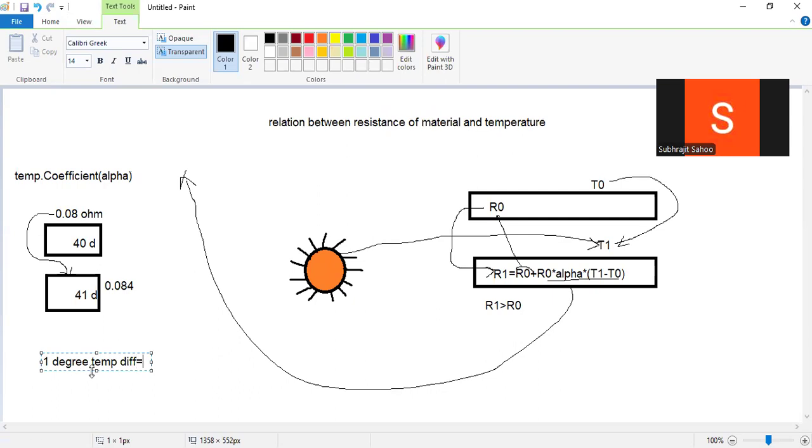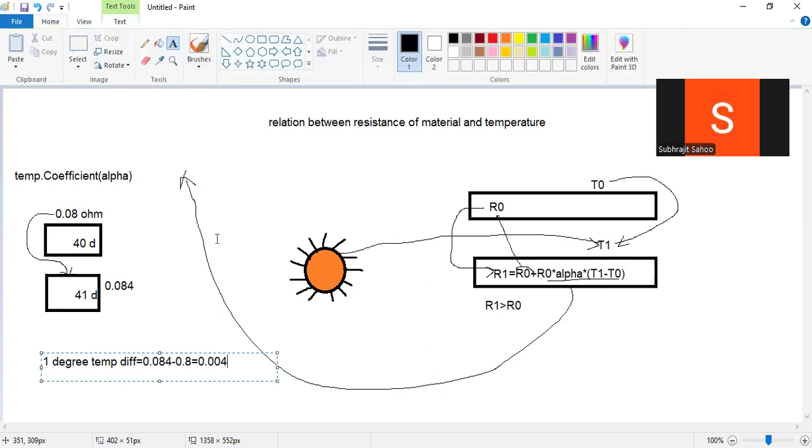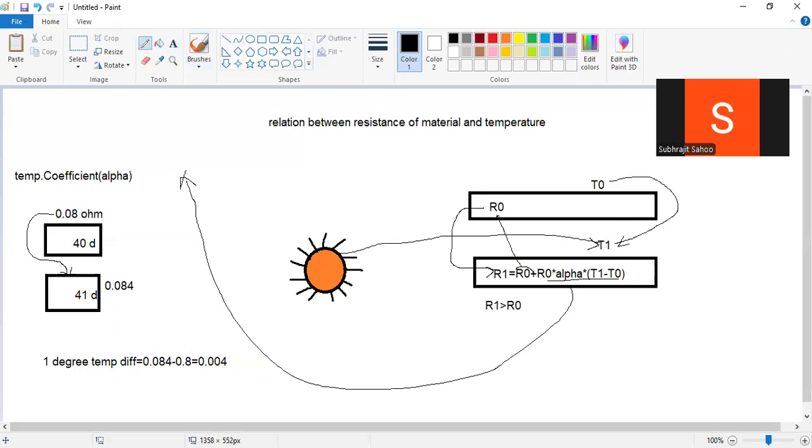The resistance change is 0.084 minus 0.08. What value will I get? Equal to 0.004. This value is called the temperature coefficient. Which value? 0.004. What is the definition of temperature coefficient then?